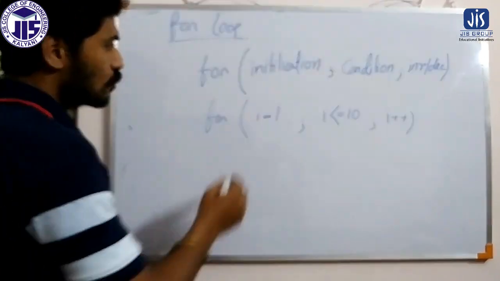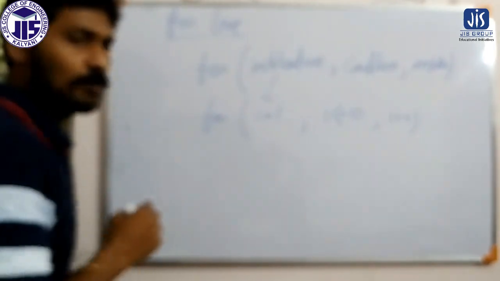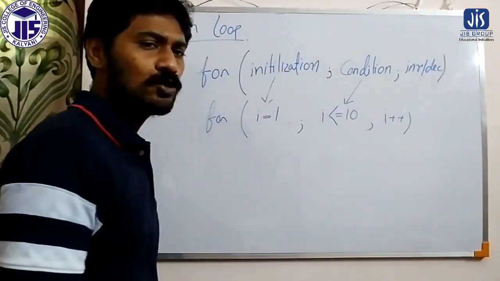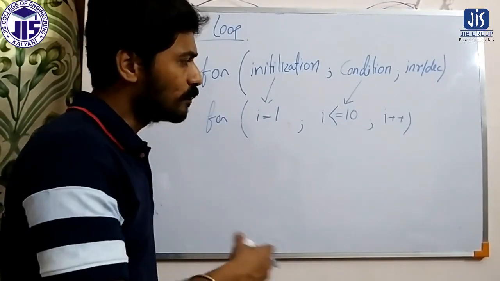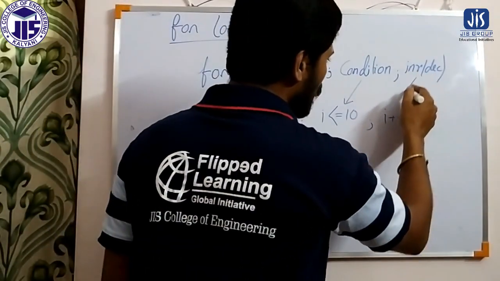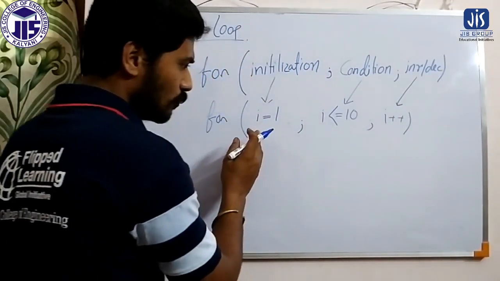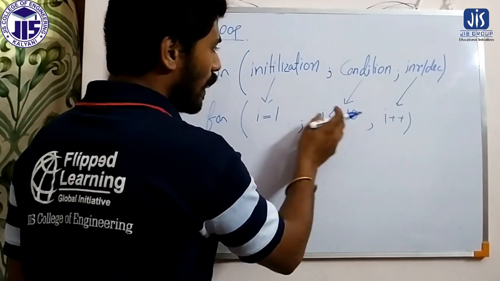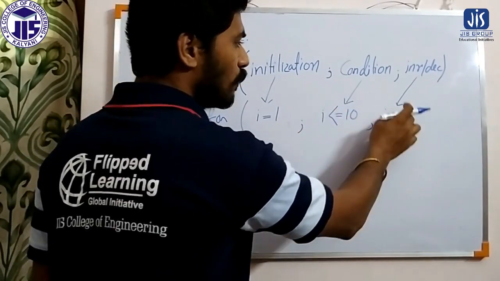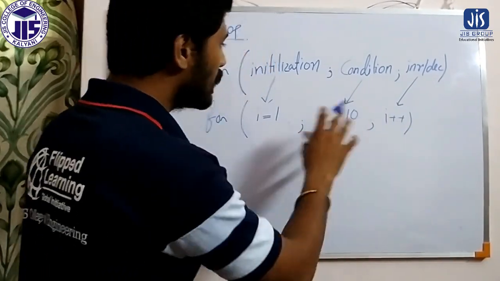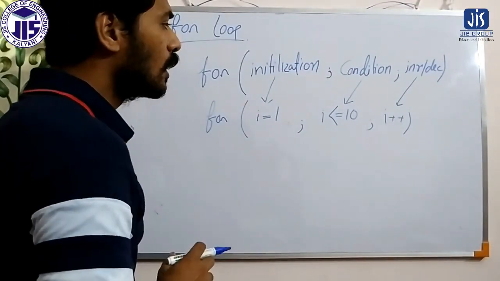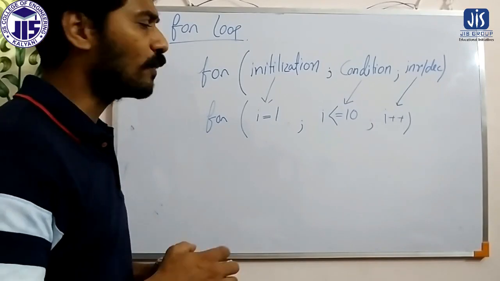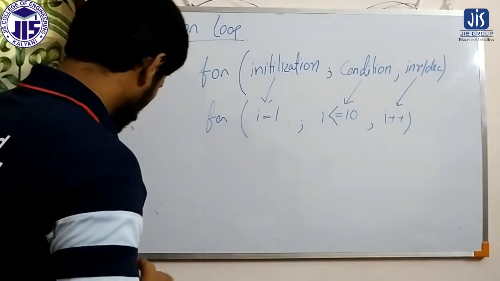So this is the initialization part: I equals to 1, we initialize the value. This is my condition, that is I less than equals to 10; until the condition becomes false, the loop will iterate. And this is my increment operation, because we have started from 1 and the end value of I is 10. So to reach from 1 to 10 we have to perform the increment operation. So this is the basic format of the for loop. Now I will show how the for loop will execute, then some other different ways of writing the for loop also.